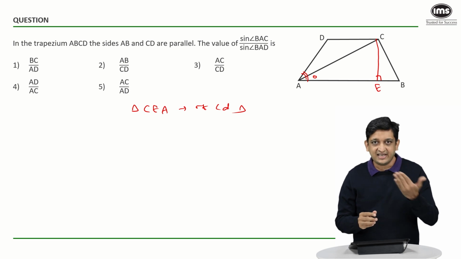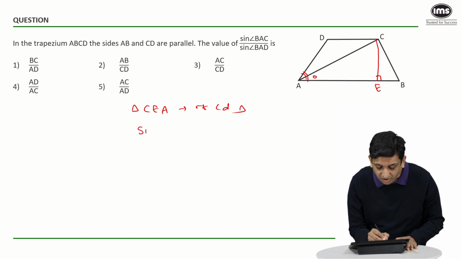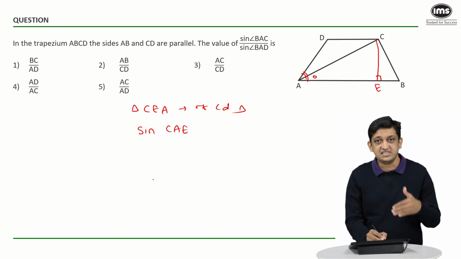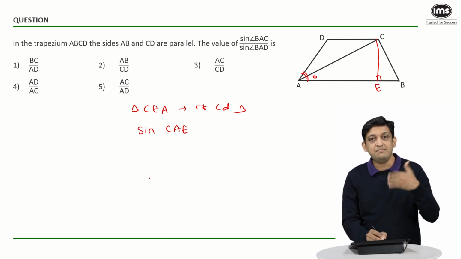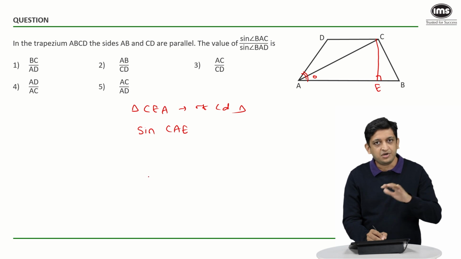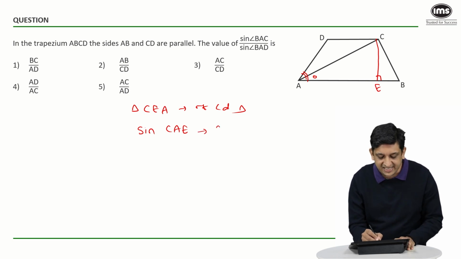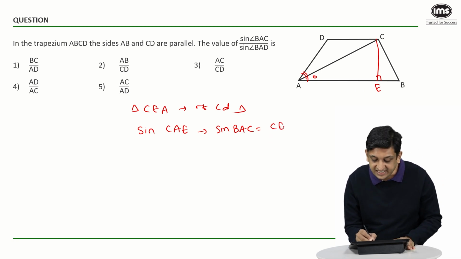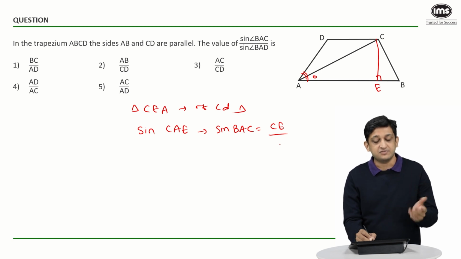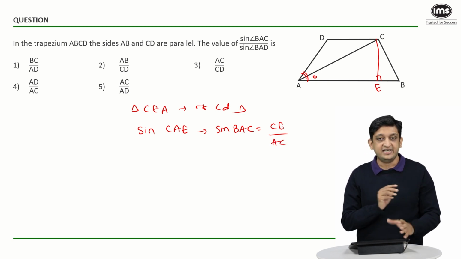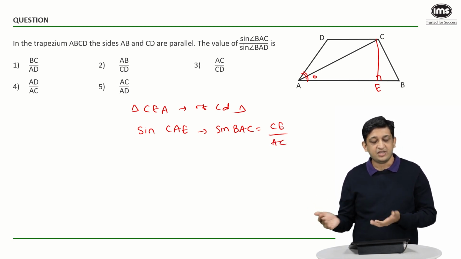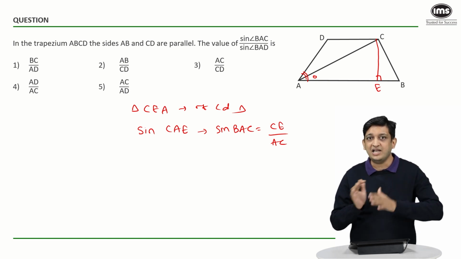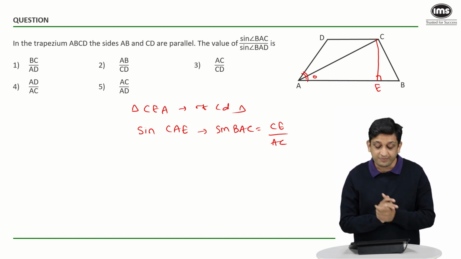In a right angled triangle, as I mentioned, sine of angle CAE, or in other words sine of angle CAB, or even you can say sine of angle BAC, will be nothing but opposite side, which is CE, divided by the hypotenuse, which is AC. So that is the value of sine BAC. Now we are not expected to find the exact value here because there are no numbers given to us.